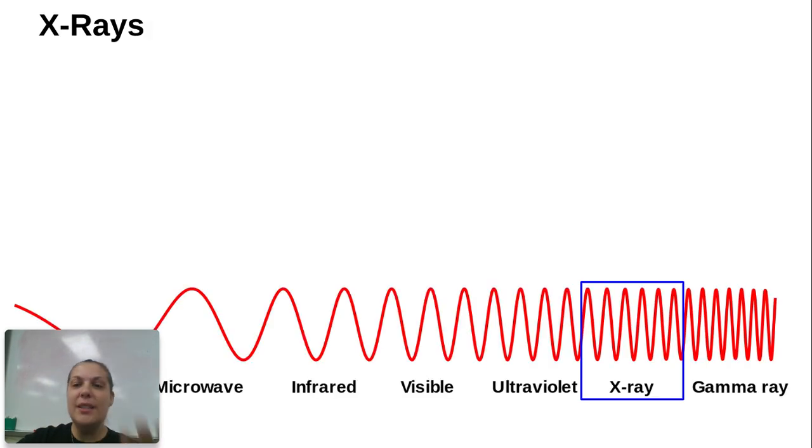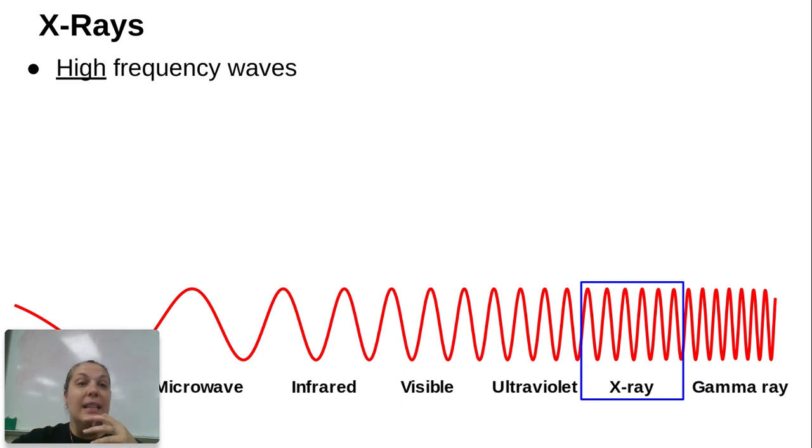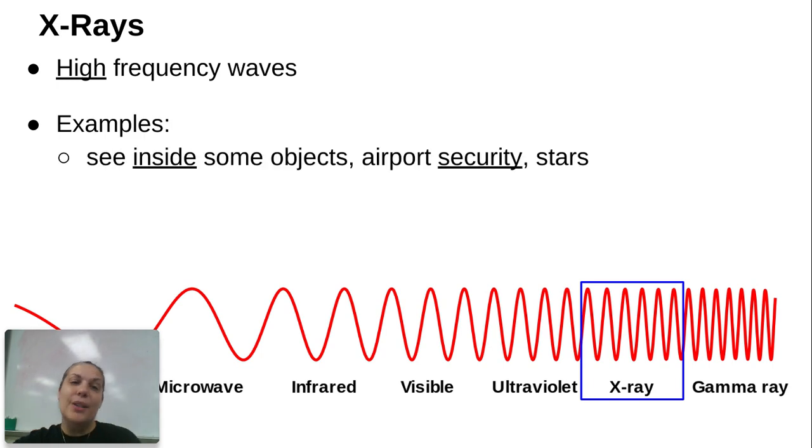Next, we have X-rays. So again, notice our wavelengths are getting closer and closer together, so our energy is increasing. And these are high-frequency waves. They're not the highest, but we use X-rays to see inside objects. It doesn't necessarily just have to be bones within your arm or your body to see if something was broken. We can also use X-ray technology to see what is inside other objects.